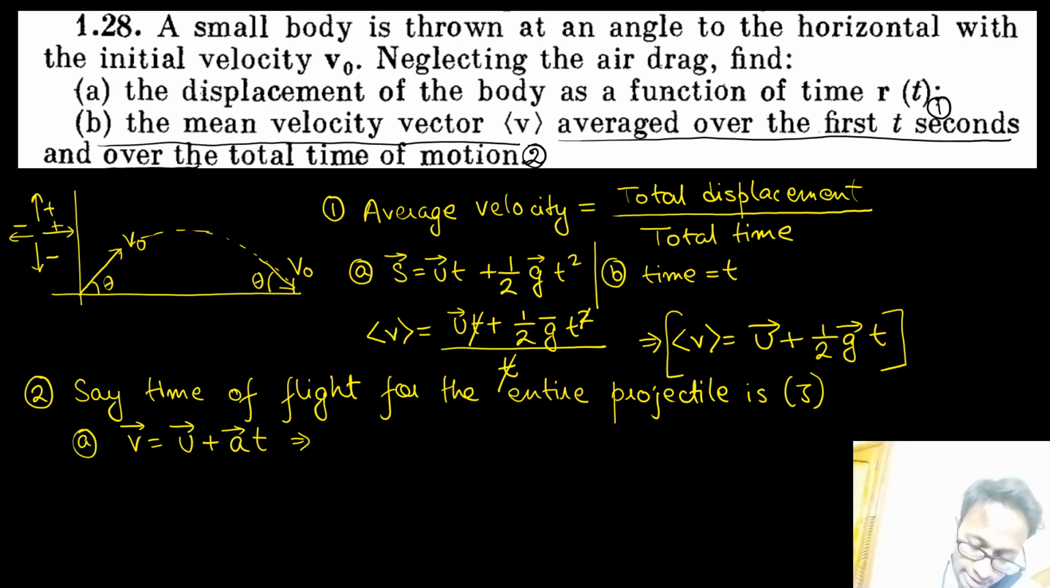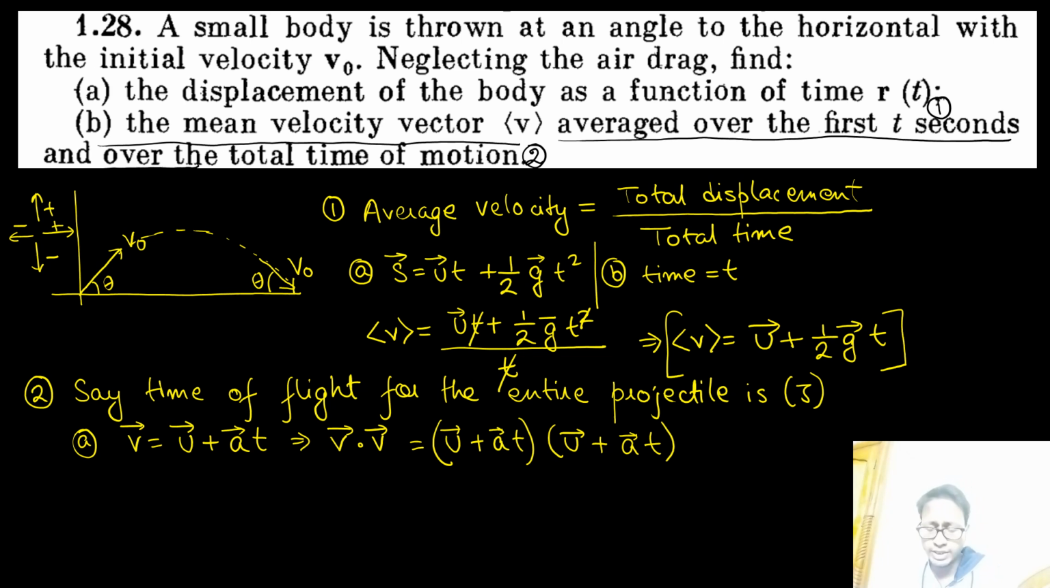I can say that v dot v is equal to u plus at into u plus at. Now why did I do such a thing? Because v dot v is nothing but v square, which is a scalar quantity. If I use just the v vector, I have to take into consideration the angle theta. But as soon as I make it v dot v, I don't have to account for the direction of the velocity vector, because v dot v is a scalar.